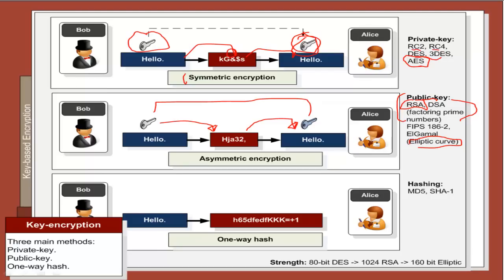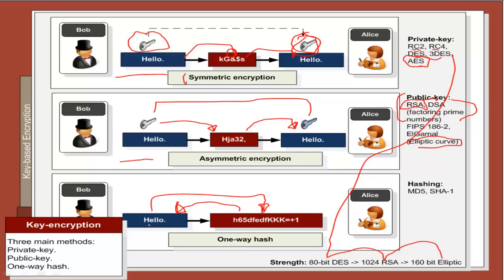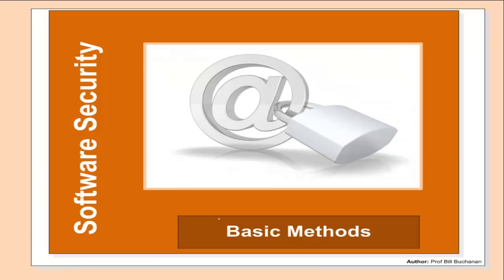To give you some idea of the strength of these keys, an 80-bit 3DES key is equivalent to 1024 bits of RSA, which is equivalent to 160 bits of an elliptic curve algorithm. Our keys are generally getting larger as computing systems become more powerful. The last method that we have is a one-way hash where we can take some plaintext and make it into a ciphertext, and it shouldn't be possible to reverse it back again. This is often used to create a digital fingerprint or signature of data. So here we have the main three methods that we use: symmetric, asymmetric, and one-way hash.